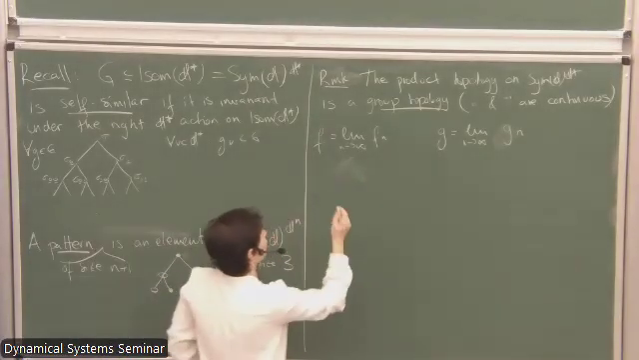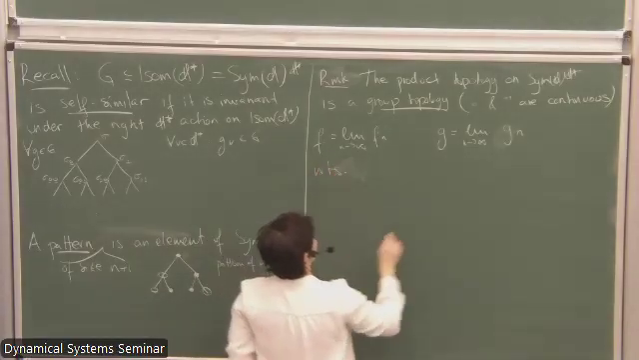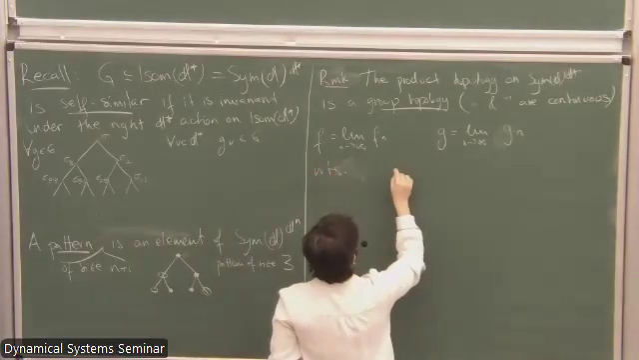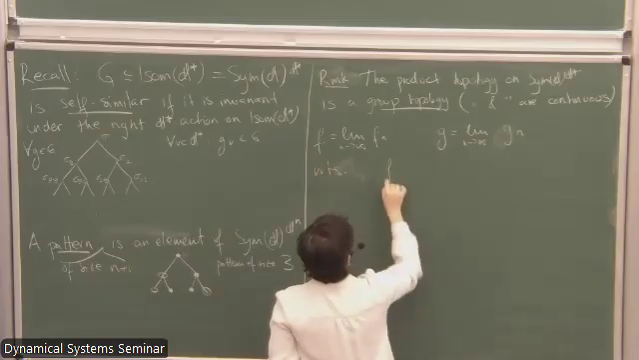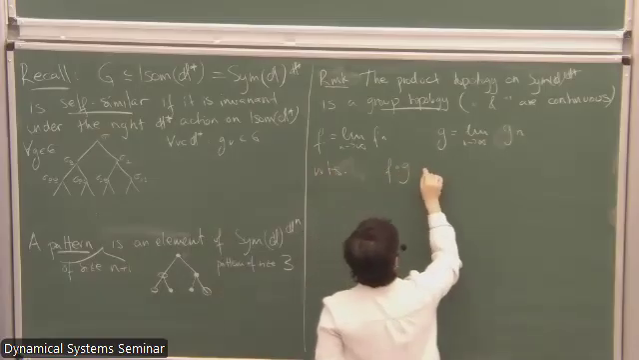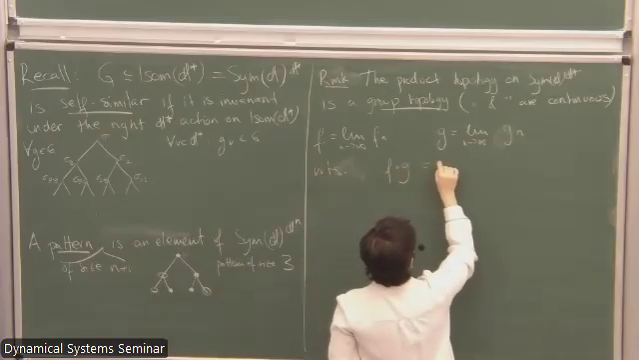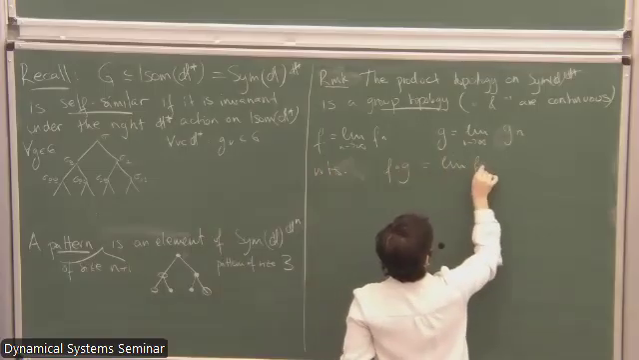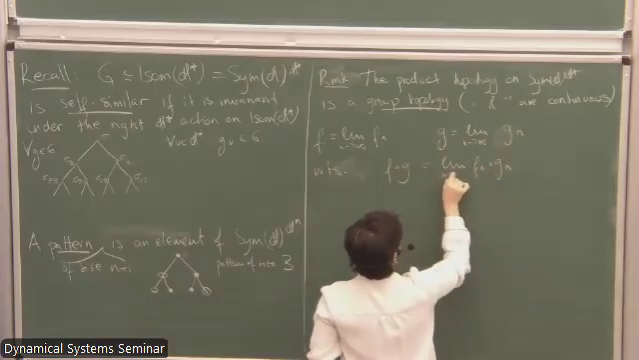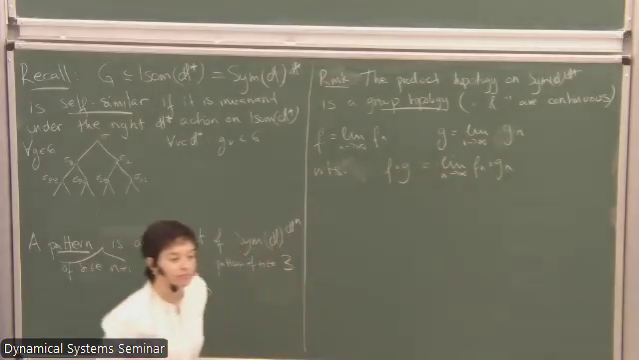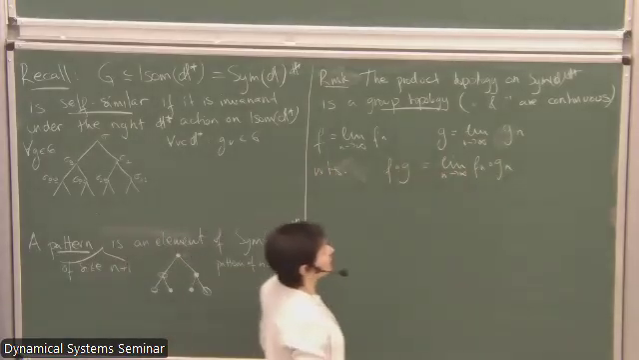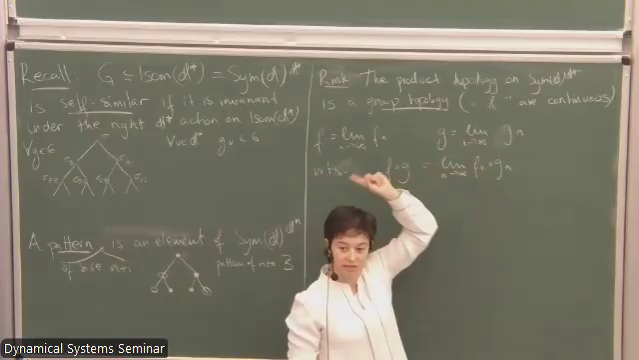Now what we want to show is that f composed with g is the same as the limit of f_n composed with g_n as n tends to infinity. So now we need to remember how to compose these things.